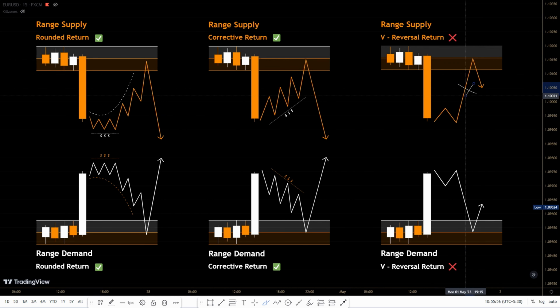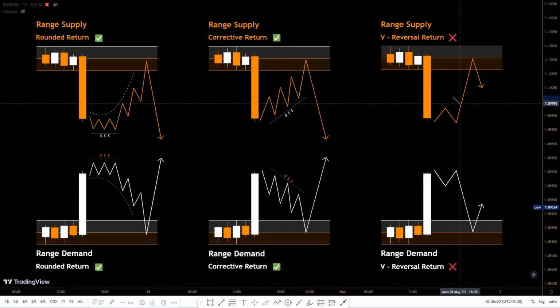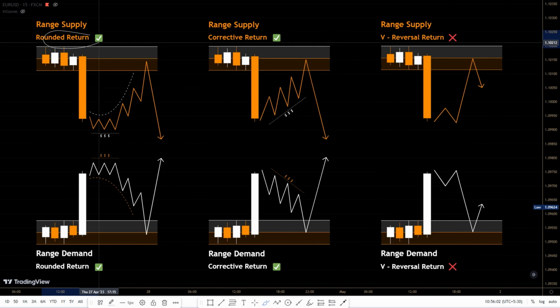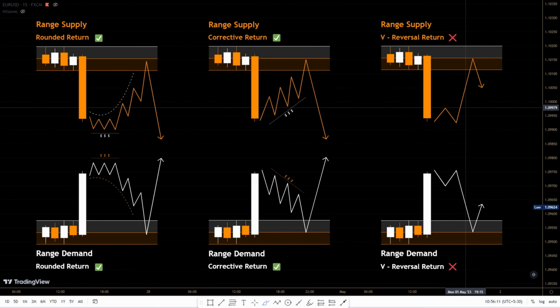There is no impulsive wave in the return form. The return form must be a corrective form. Either it is a rounded return or the corrective return. It should not be an impulsive wave, right? So this is the range created supply and this is a very risky trade. If you find any return like this, don't trade in that market.